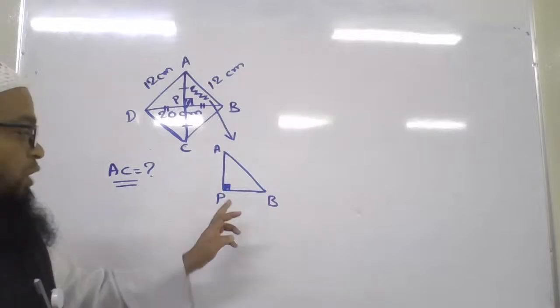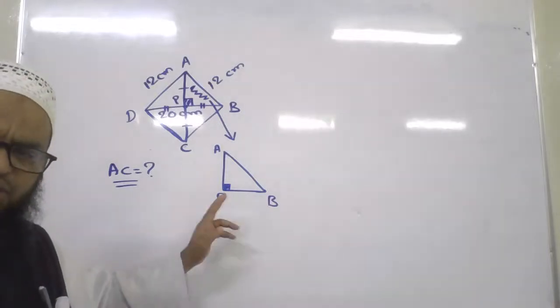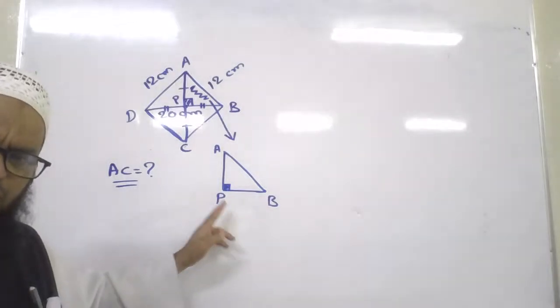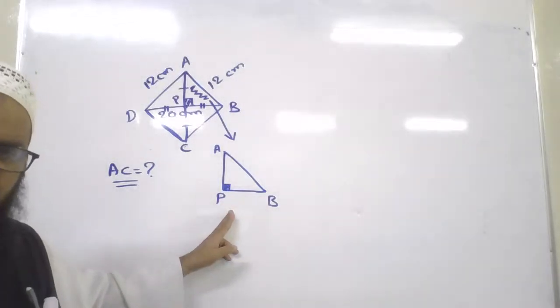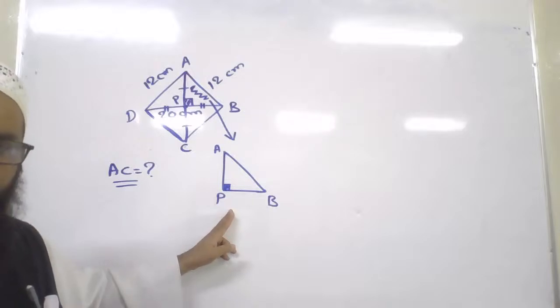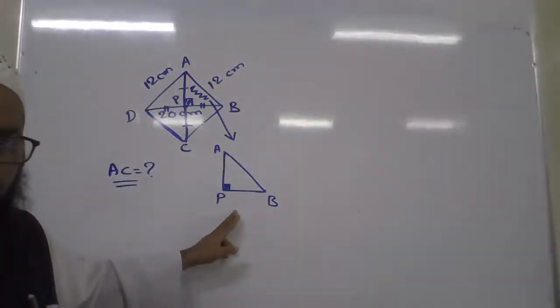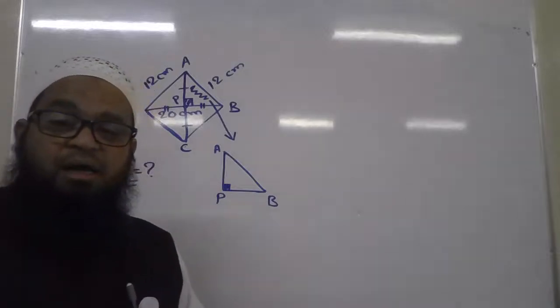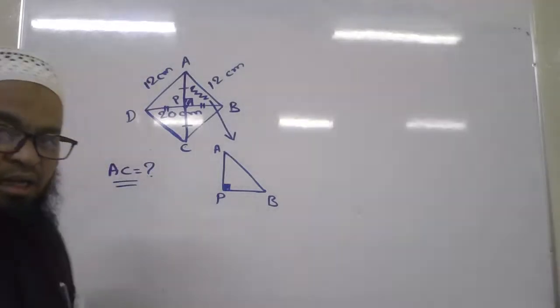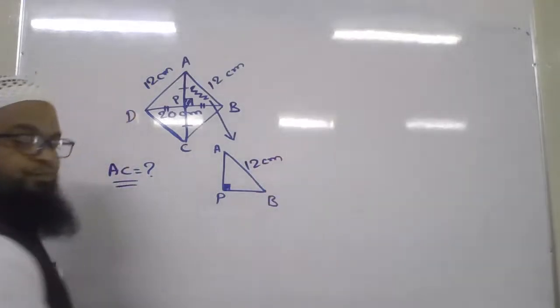So what is this triangle, my dear students? Very good, this is a right angled triangle. Right angled triangle. When it is a right angled triangle, you know this is 12 centimeters.